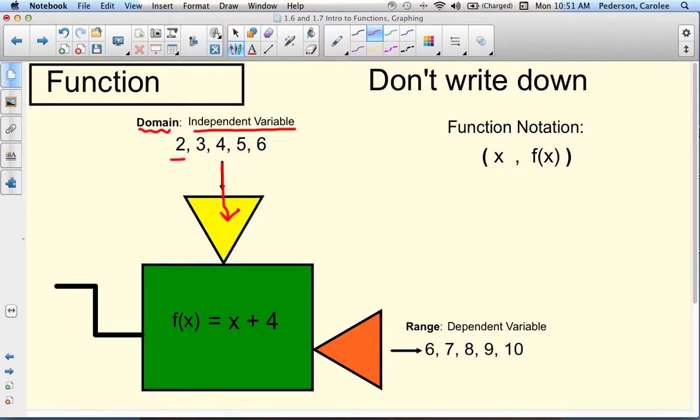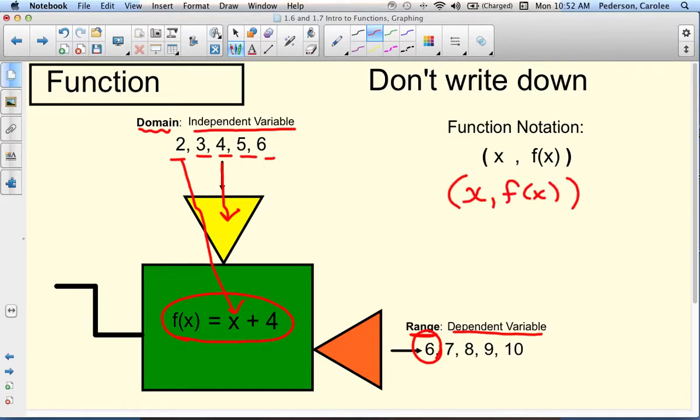So here's some values: 2, 3, 4, 5, and 6. And then we have our function down here in the box, f of x equals x plus 4. Once you substitute, let's say, 2 into the function, 2 plus 4 is 6. So what you get out is your range or your dependent variable. How we write this notation is f of x.